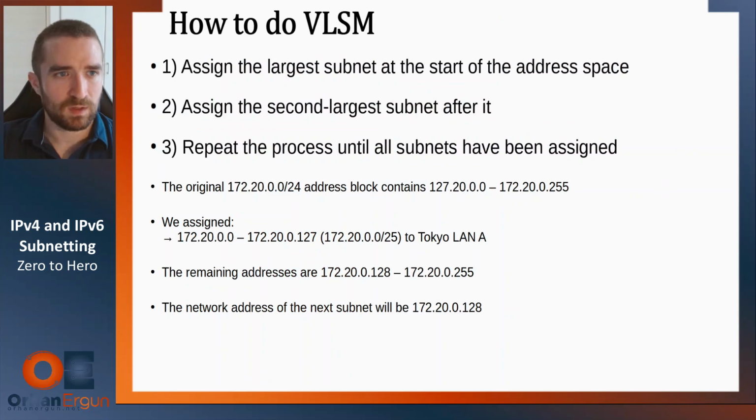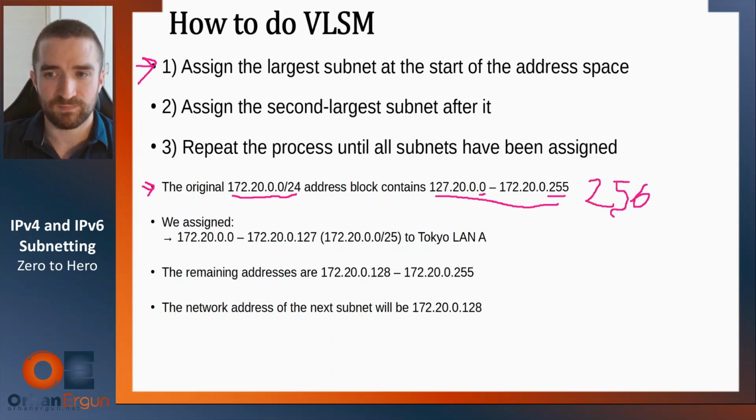Okay, so let's review. We just did this. We assigned the largest subnet at the start of the address space. So let's check down here. The original 172.20.0.0/24 address block contains these addresses from .0 to .255. So that's 256 addresses in total. 0 to 255 is 256 addresses in total. Then we assigned this range of addresses, 172.20.0.0 to .127. In other words, the subnet 172.20.0.0/25 to Tokyo LAN A. So that subnet, that LAN, has been assigned.